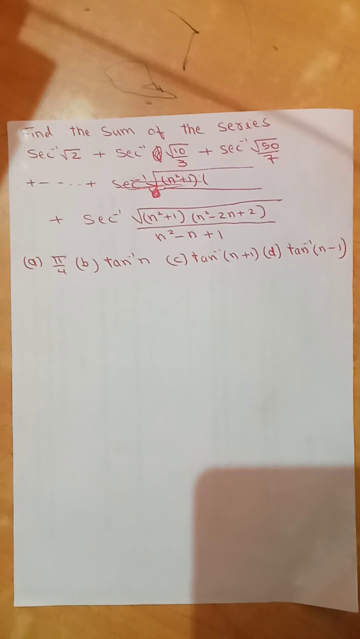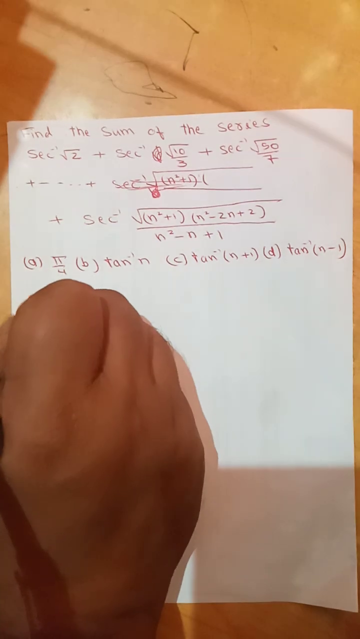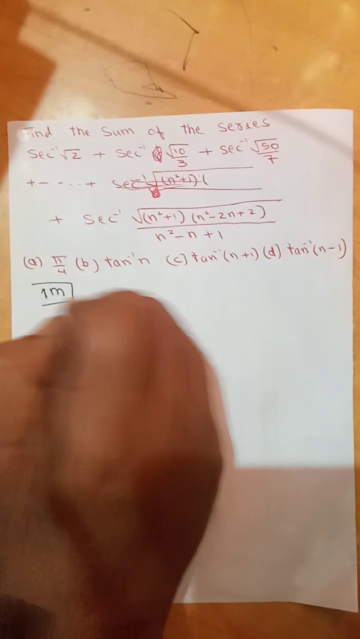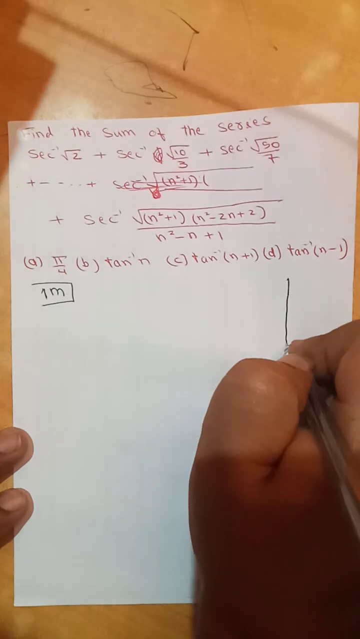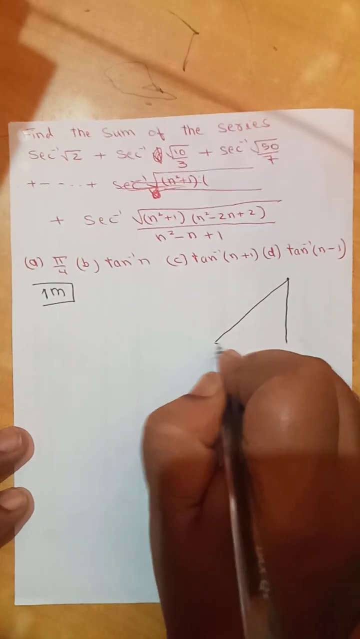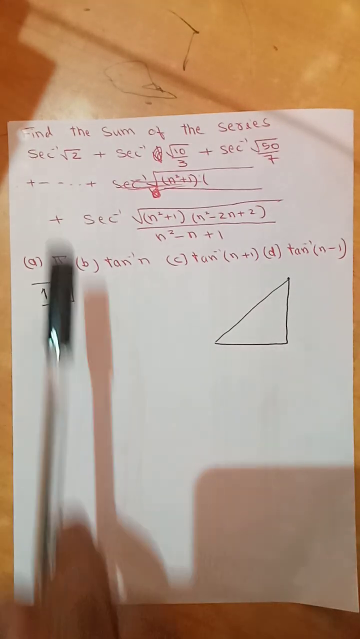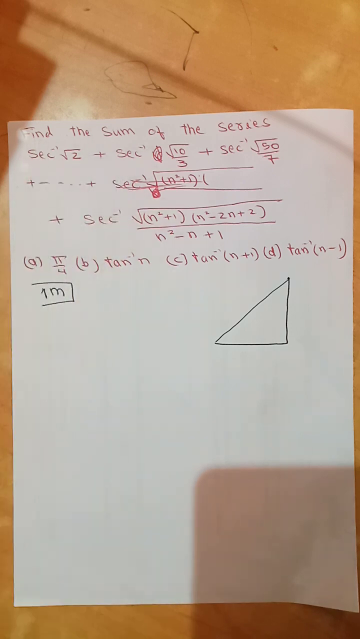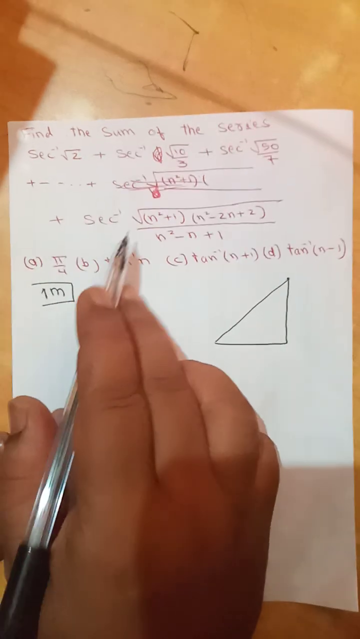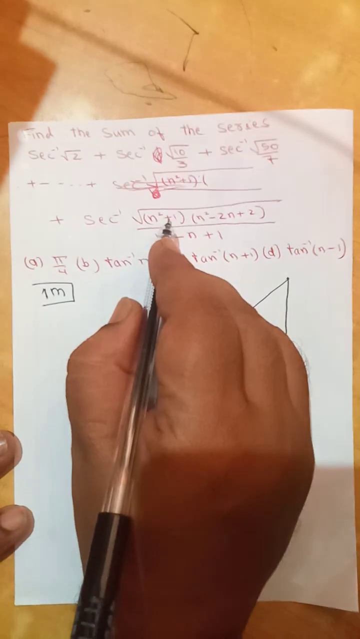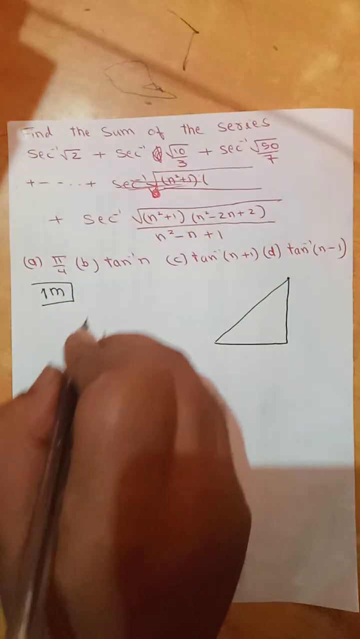Okay, I will explain this by two methods. First method, I will draw the triangle. See, there is no direct formula for sec inverse. Always try to convert. If inverse functions and series are there, then first try to convert to tan inverse x. Okay, this is the general term Tr.